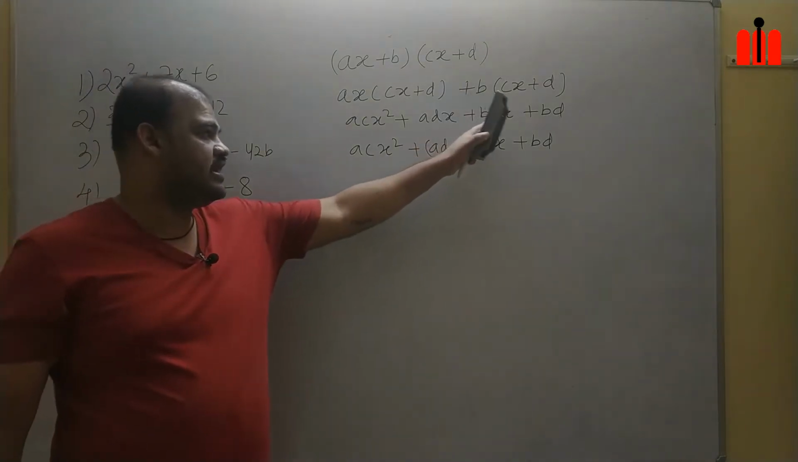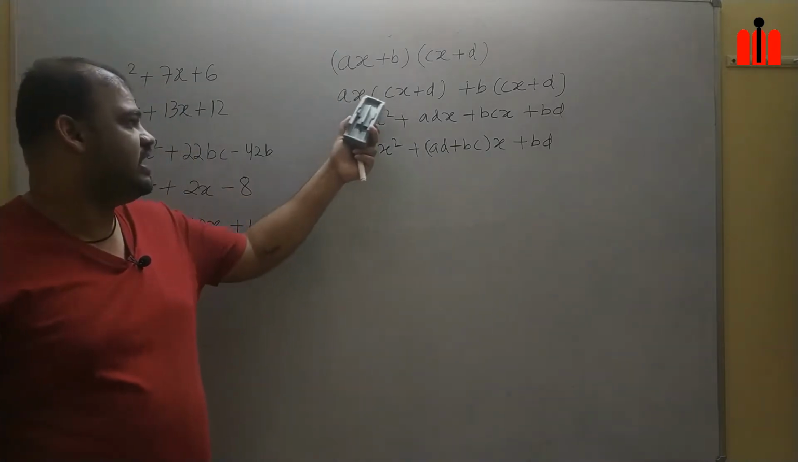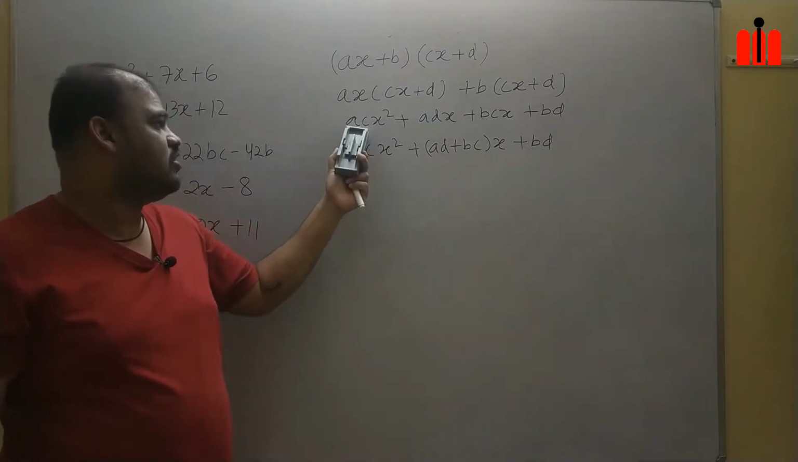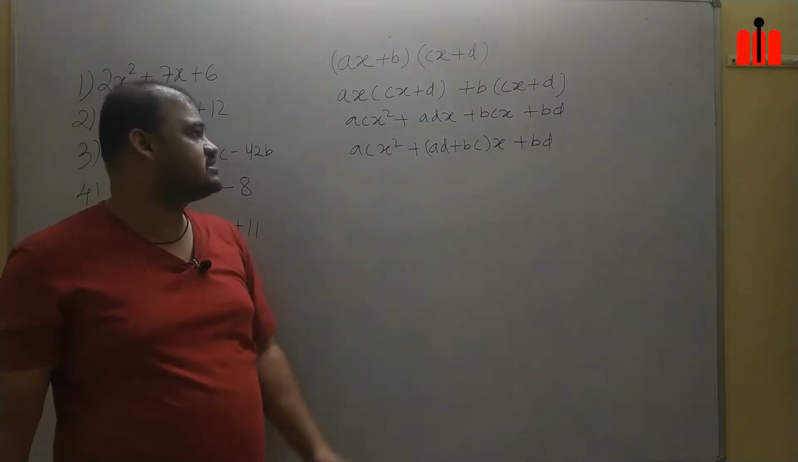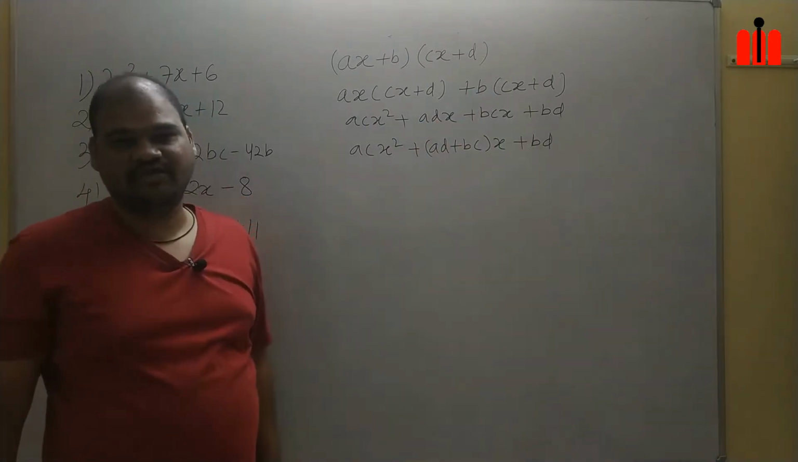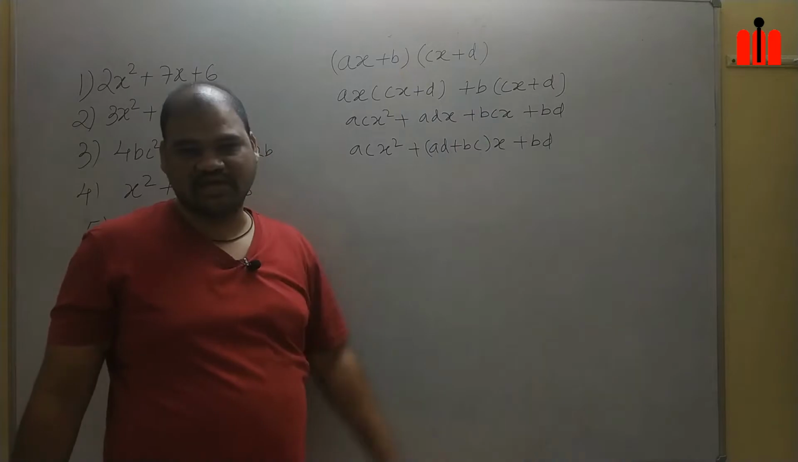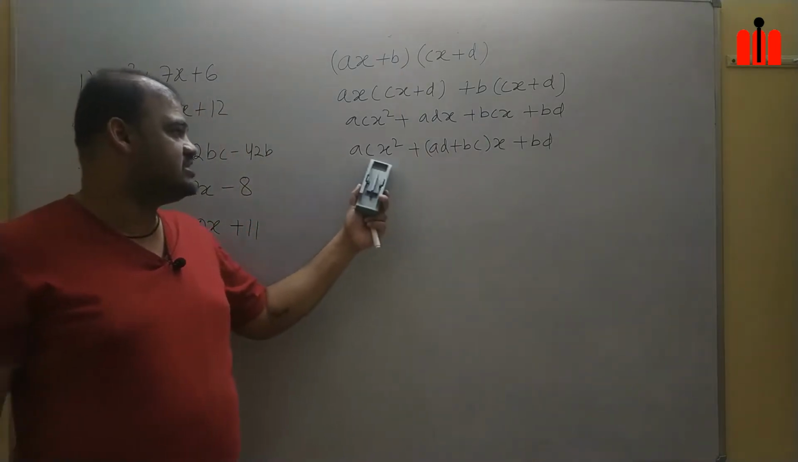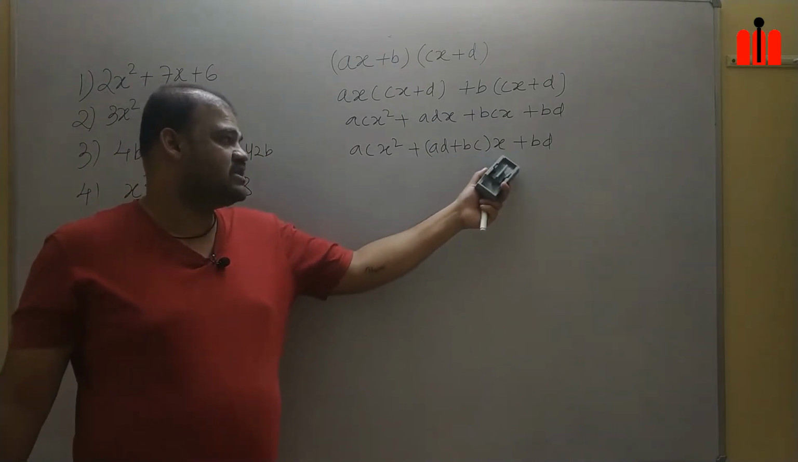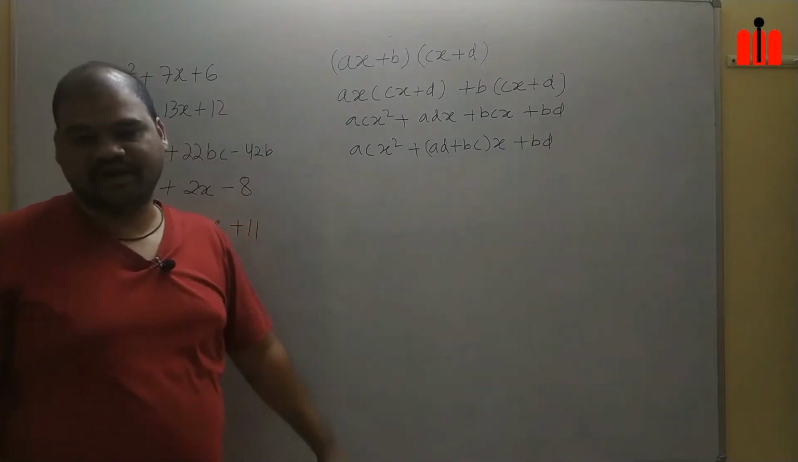What I had done is I had taken x common. First I multiplied ax with (cx + d), so I got ac x square plus adx. Then b is multiplied with (cx + d), so you will get bcx plus bd. So it is ac x square plus (ad + bc) into x plus bd.